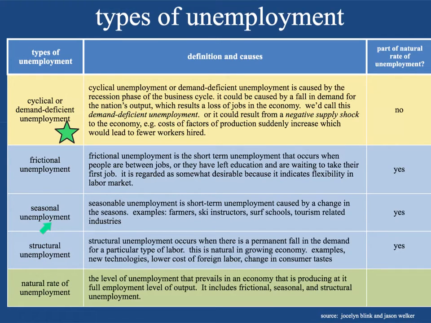Second component of the natural rate of unemployment, seasonal unemployment. Seasonal unemployment is the short-term unemployment caused by a change in the, you guessed it, folks, seasons. What is that an example of? Farmers, ski instructors, surf schools, tourism-related industries, right?